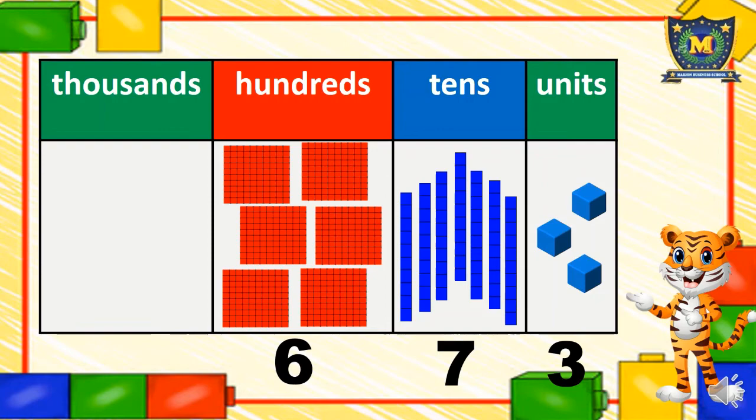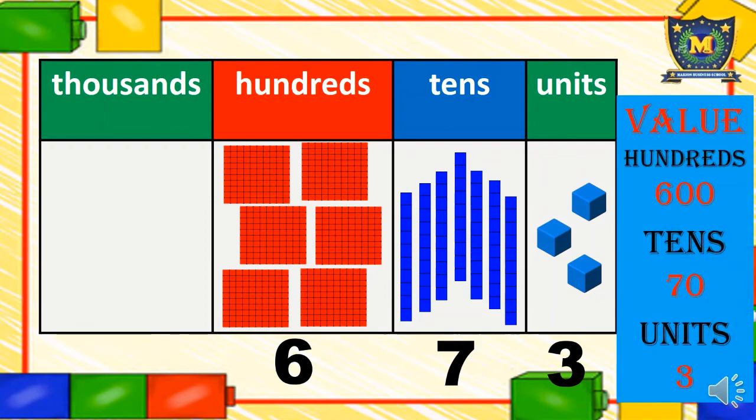Now, let's see the value for each digit. For units, we have here 3 units, so the value for 3 units is 3. For the tens place, we have here 7 rods, and the value for 7 rods is 70. Again, remember that 1 rod is equal to 10. And let's proceed to the hundreds place. We have here 6 flats, and the value for 6 flats is 600, since 1 flat is equal to 100.